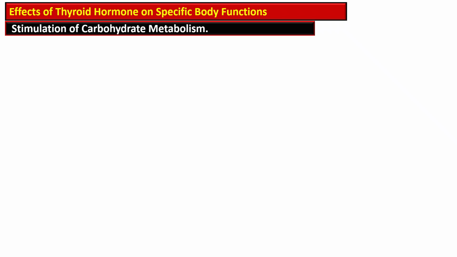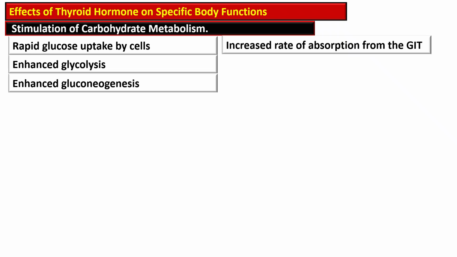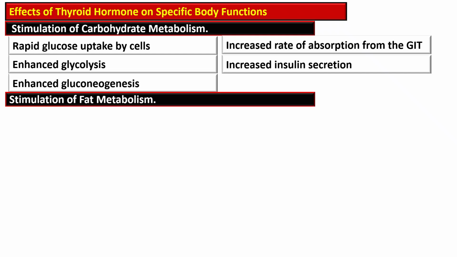The thyroid hormone affects carbohydrate metabolism also. There is increased glucose uptake by the cell. There is enhanced glycolysis, that is breakdown of glucose for energy. Enhanced gluconeogenesis, or glucose production from non-carbohydrates, also occurs. There is an increased rate of absorption from the GI tract, and insulin secretion is also stimulated. All these effects result from an overall boost in metabolic enzymes.